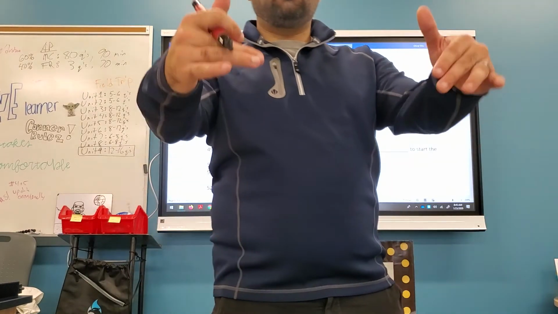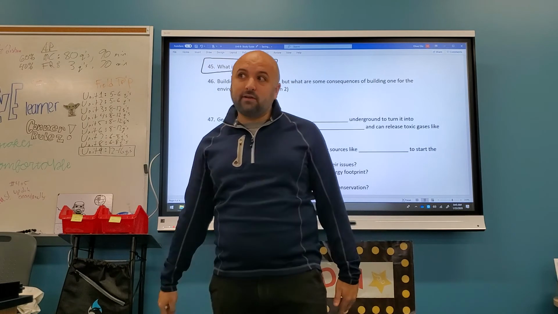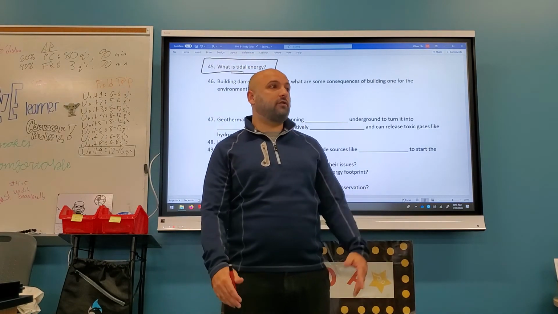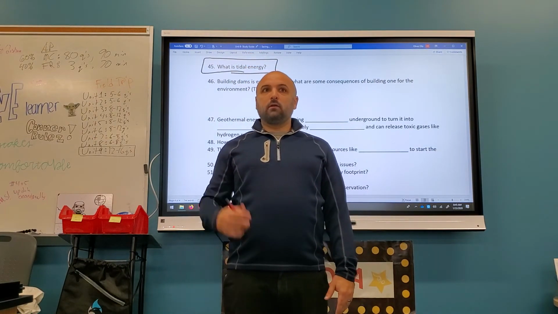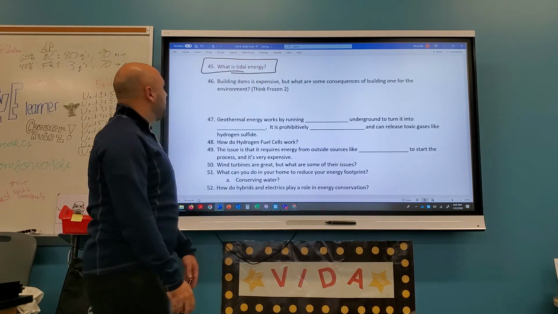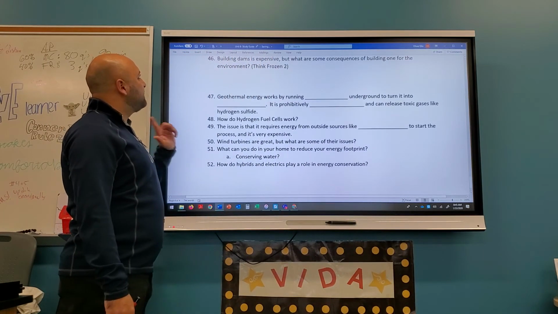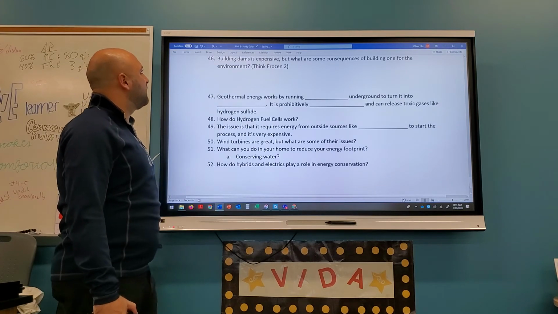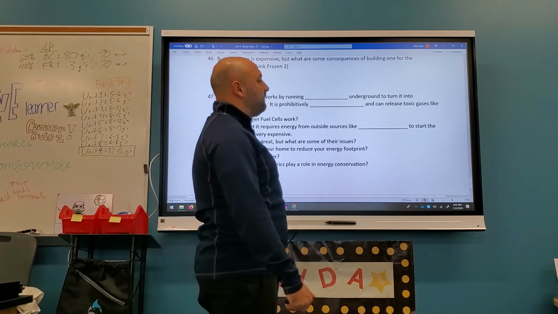They go in and they go out. And as the water goes in and out, it has kinetic energy, which you can use to do what? To come to electricity. Spin a turbine. Exactly. That's the whole goal here, right? Building dams is expensive, but what are some consequences of building one for the environment?